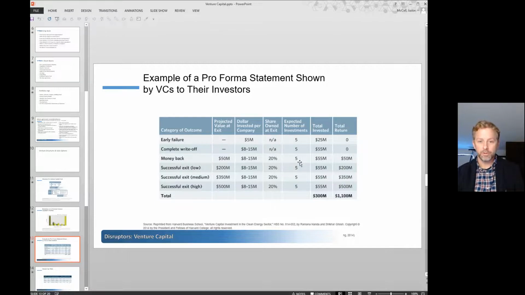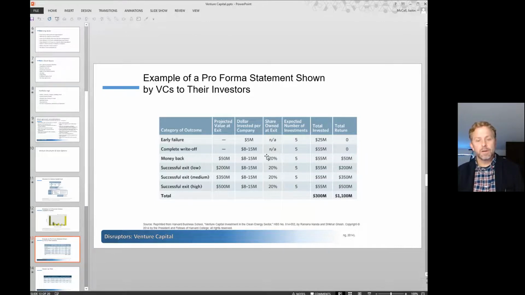Well, how do we show them those early failures, write-offs, and when we start getting our money back? So these are basically the categories of outcome. It starts on the very left end of the spectrum with early failure, to a complete write-off, to we're just getting our money back, to we have a successful exit but it's low. And then there's a successful exit that's pretty good, and a successful exit, unicorn status.